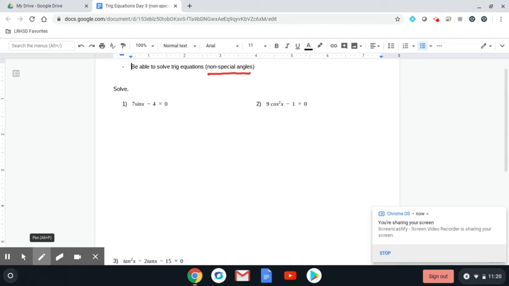So if you guys are looking at number one, you have 7 times sine of x minus 4 is equal to 0. So if you remember what we were doing before spring break, we talked about solving these trig equations by always getting that trig function by itself on the left side. So if I look at number one and I want to get this by itself, that means I'm going to have to add 4 to both sides. And then I'm going to go ahead and divide by 7.